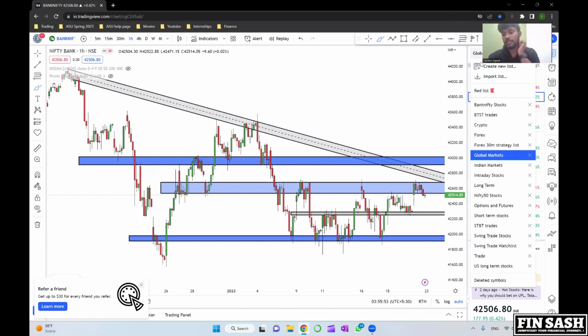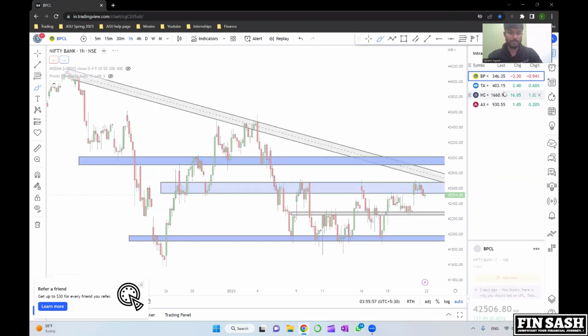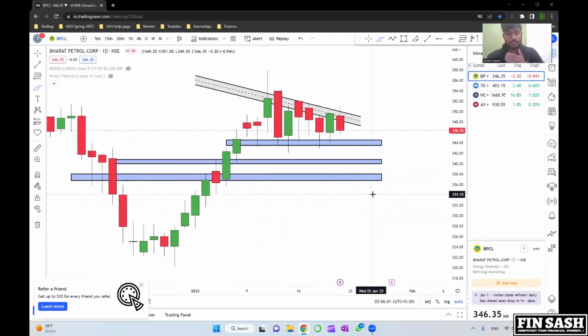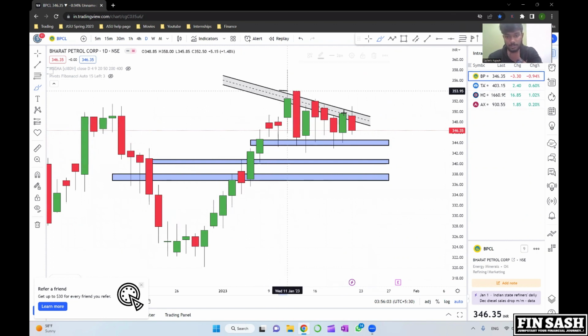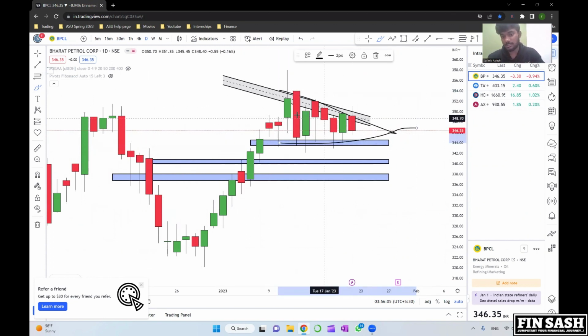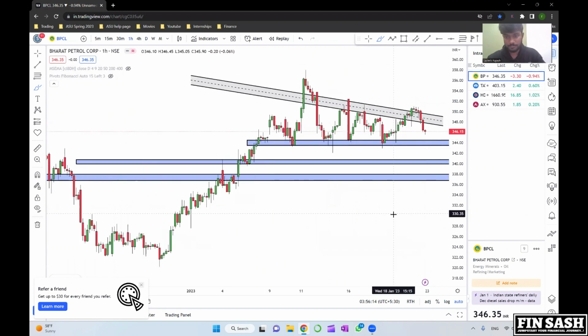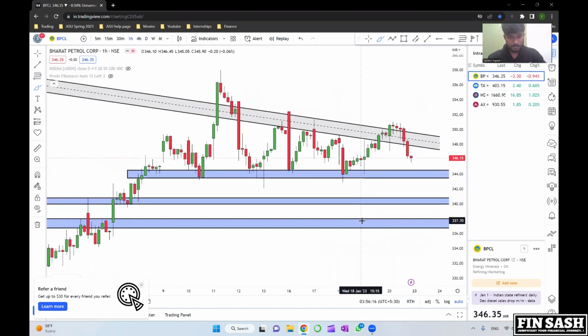Moving on, let's look at some intraday stocks and swing trading stocks. So BPCL. Okay, so BPCL has been slightly consolidating in a bearish trend way, right? Let's go to a lower time frame. So it's been taking support from this level a lot, right? And again, the market somewhere here.